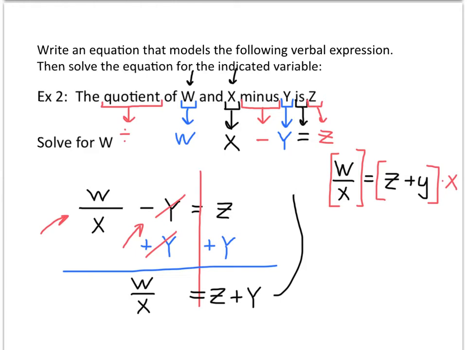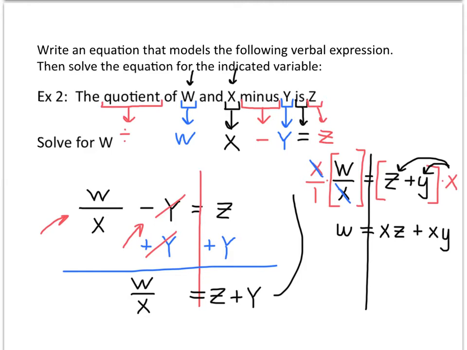So both sides of the equation here, I'm going to multiply by this x, or in other words, x over 1. Now multiplication by x and division by x are inverse operations. So those are going to divide to 1, leaving us with just w on the left-hand side of this equation. Now to simplify our right-hand side, I simply have to distribute because I am multiplying the entire side, giving me xz plus an xy. And that's our final answer.